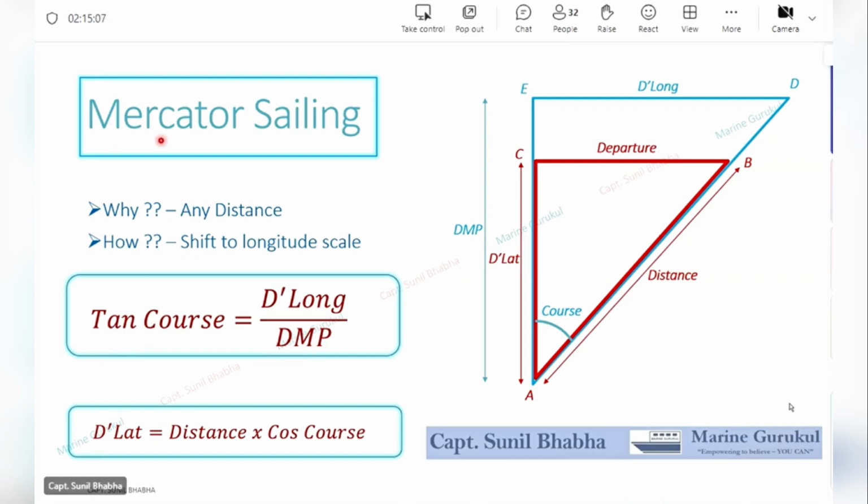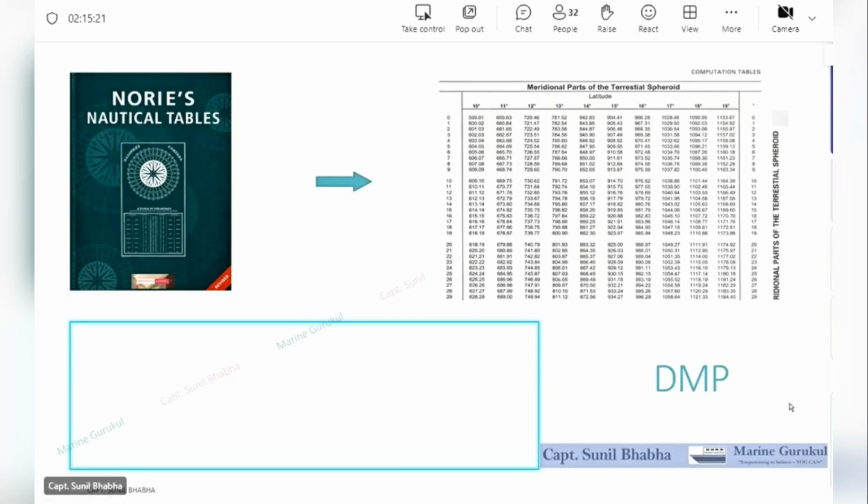Mercator sailing, as I told you before, can be used for any distance, less than 600 or greater than 600 miles, and it gives us accurate courses and distances. Let us now see how we obtain the DMP, difference of meridional parts between any two latitudes. For this we use the Norie's nautical tables. Inside the Norie's nautical tables, you have a table for meridional parts of the terrestrial sphere.